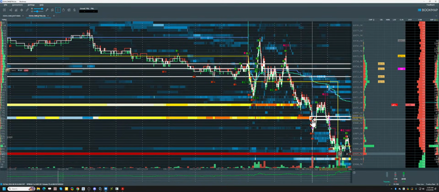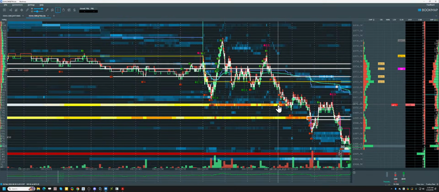So the way this would work is we have resistance here because we broke under it. We have resistance here. If you take a long here, you would take a stop there. Okay? Just saying.